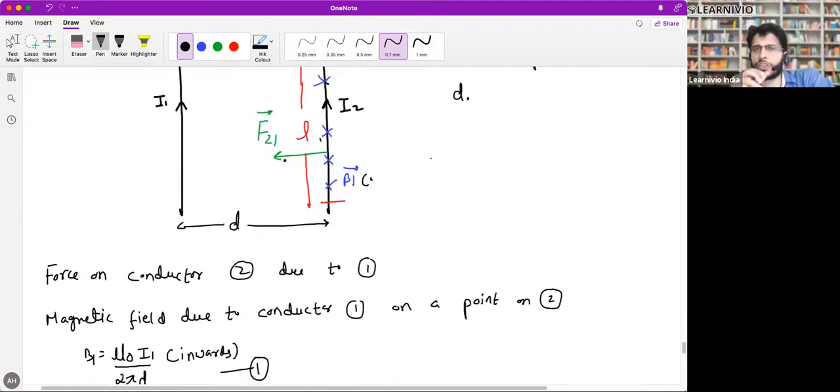Ahmed, what do you think? Should conductor 2 also apply force on conductor 1? This is the force on 2 due to 1. Yes, Ahmed, what do you think? Will conductor 2 also apply force on 1? Ahmed.